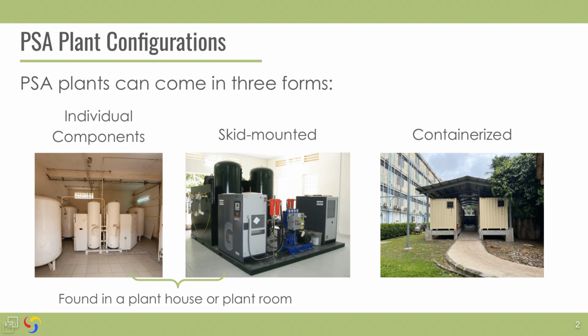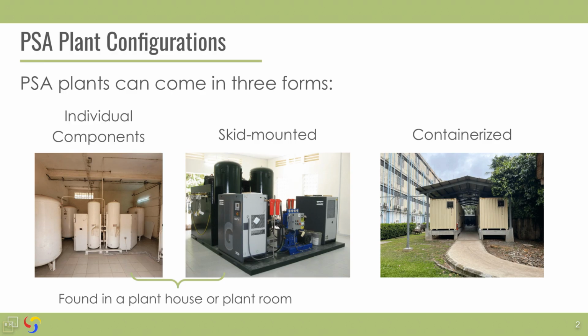First, let us discuss PSA plant configurations. PSA plants can come in three forms: individual components, skid-mounted, and containerized. For individual component plants, the PSA plant equipment is shipped unattached and must be positioned and connected during installation. For skid-mounted plants, the PSA plant equipment is shipped mounted to several skids.